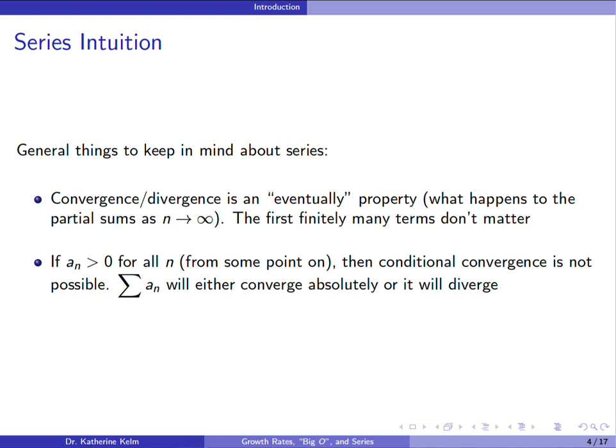If you've heard of conditional convergence versus absolute convergence, we won't need to talk about that distinction in this video because as long as the terms are all positive from some point on, conditional convergence is not possible. Because the absolute value of a positive number is just that number, the absolute value won't do anything. So all of our series in this video will either converge absolutely or they will diverge.